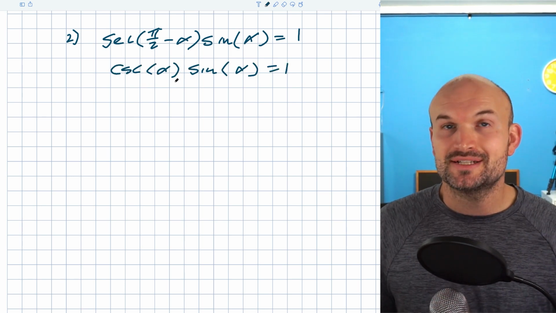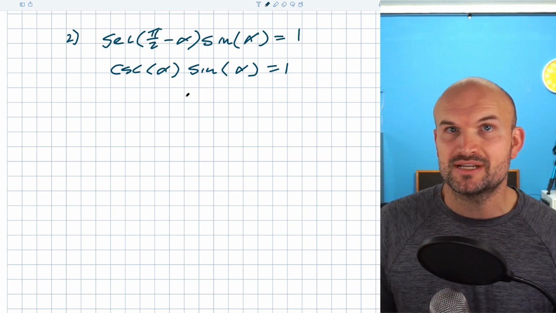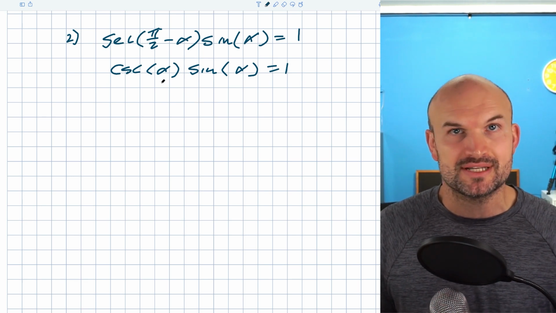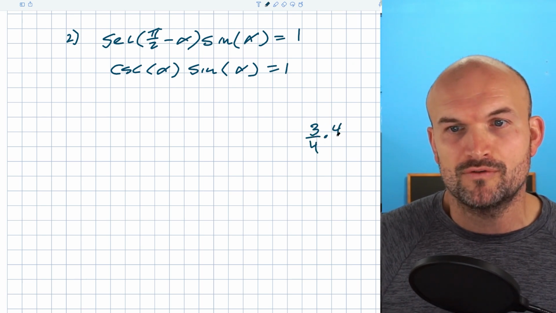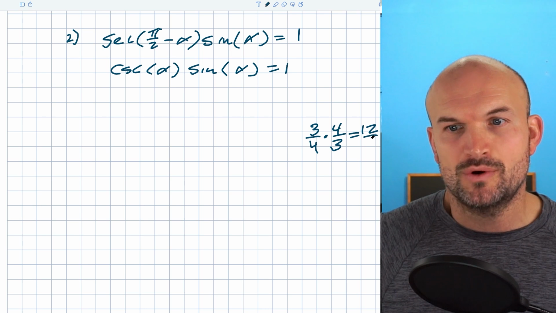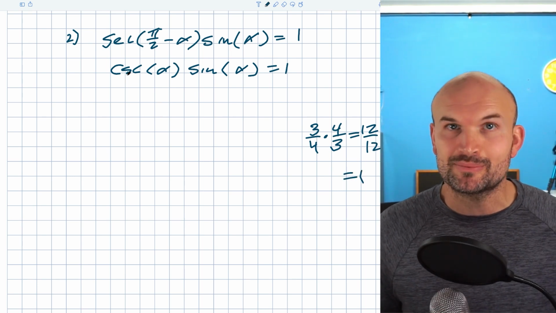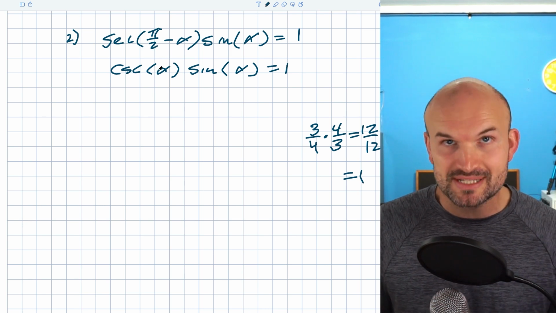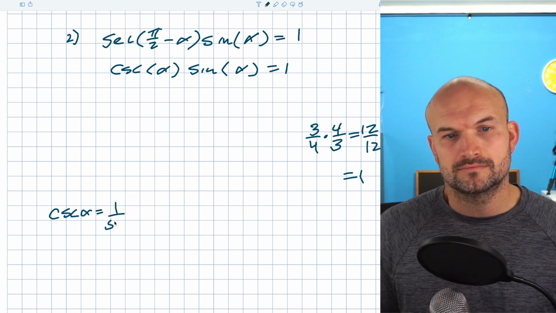Now remember, when I want to look into something being divided by itself, hopefully you recognize that cosecant and sine are reciprocals of each other. So the product of a reciprocal times a reciprocal, for instance 3 over 4 times 4 over 3, is going to equal 12 over 12, which is just equal to 1. But maybe it's not apparent that these are reciprocals of each other. So let's just go back to our reciprocal identities. Then you can see exactly how this is going to work.